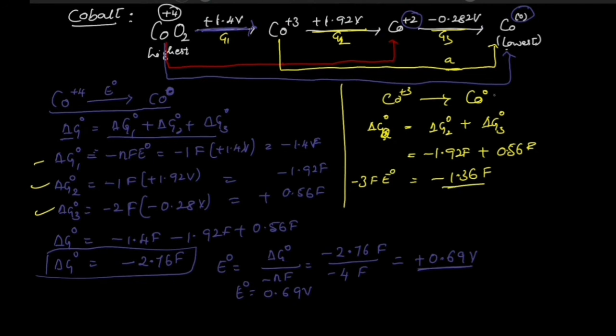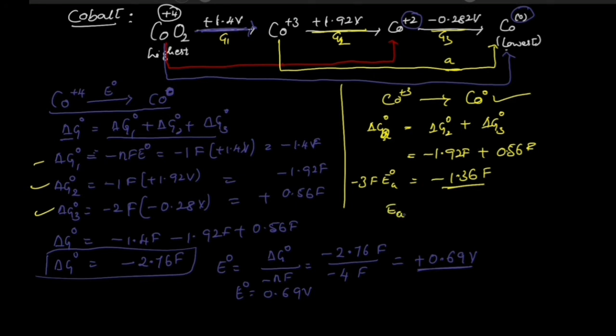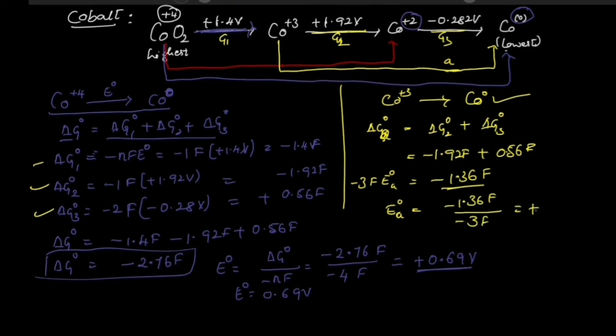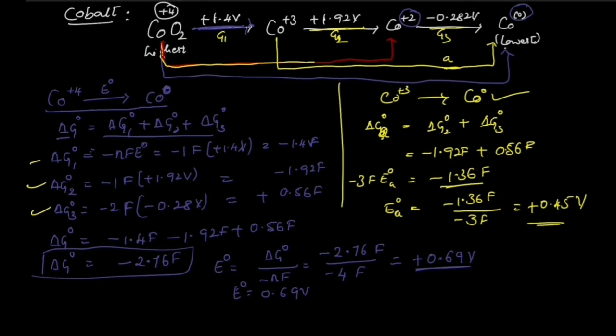So the delta G naught value is this one for the conversion of cobalt plus 3 to cobalt 0. To find the E naught value for the A reaction, E naught of A reaction is equal to minus 1.36 F divided by 3, minus 3F, which is equal to plus 0.45 volt for this conversion.